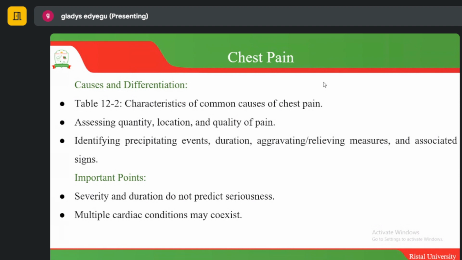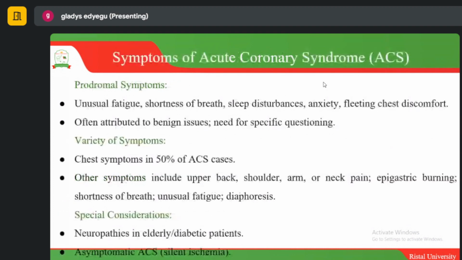So it's very key and very important for us to know and to understand that some of the conditions our patients present with may not be only one condition, but there can be other predisposing factors which could have made a coexistence of some other conditions within the same patient. The symptoms of acute coronary syndrome. A syndrome is basically a combination of signs and symptoms.